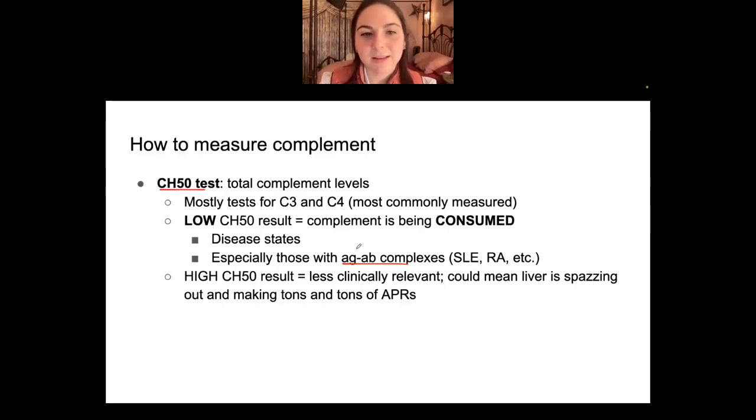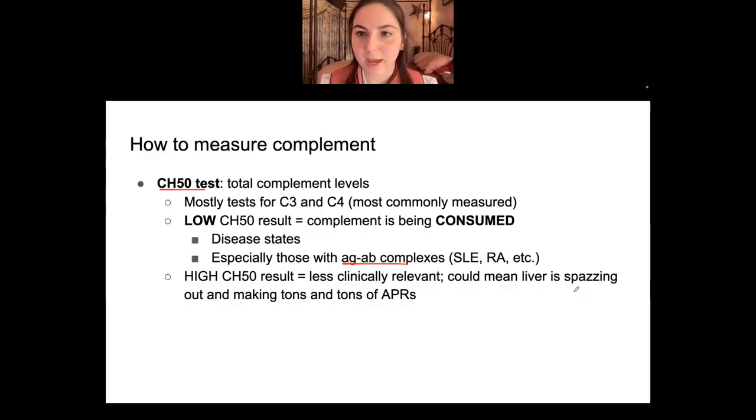A high CH50 is not really a thing. It's a lot less clinically relevant. It could mean the liver is, like what I wrote, spazzing out and making tons of acute phase reactants, but you really don't see a high CH50. It's either going to be CH50 is normal or CH50 is low.